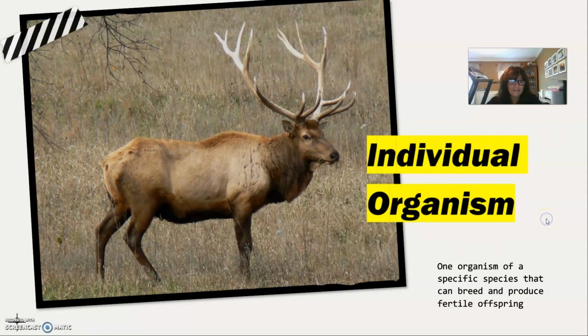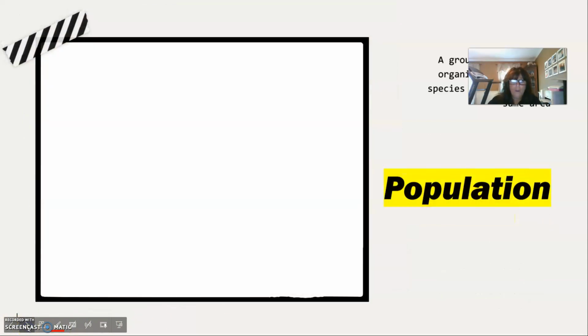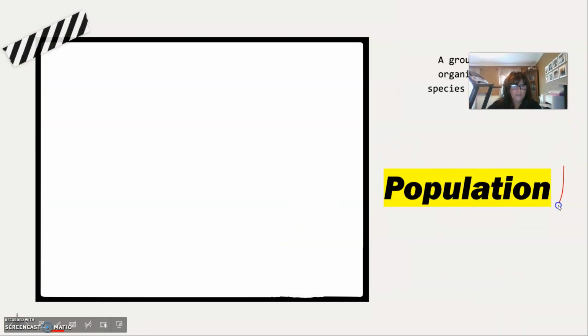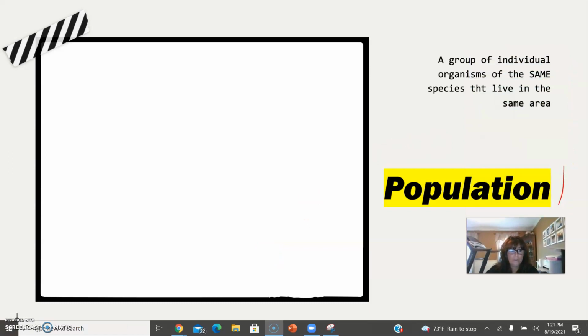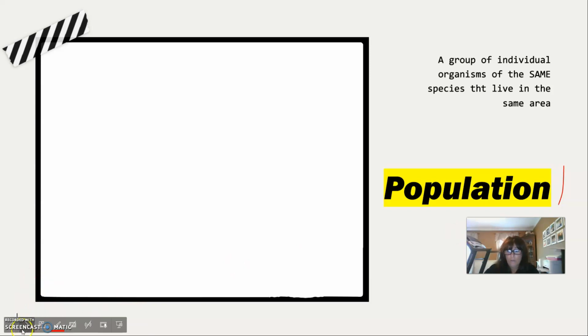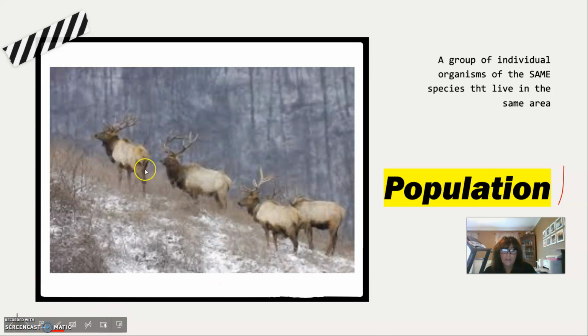The next level of organization has to do with a group of one specific species. So instead of having one elk, we would have multiple elks. So this elk group or population lives together in the same environment, the same area.